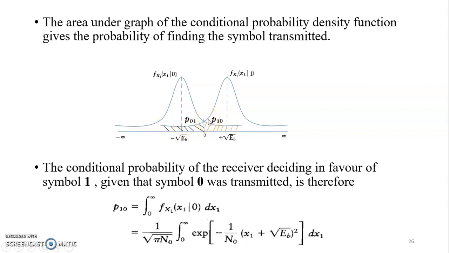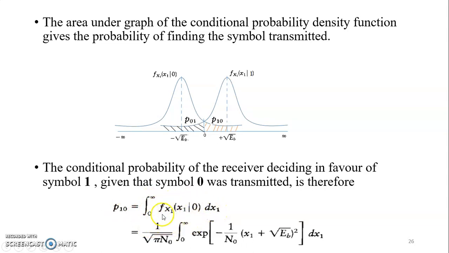First we are calculating the probability of error, that is, if we are transmitting 0, we are receiving 1 at the receiver. So for calculating that probability of error, that is P10, we are integrating fx1 of x1 given 0 from 0 to infinity. This area is from 0 to infinity. So P10 is equal to integral 0 to infinity fx1 of x1 given 0 dx1.